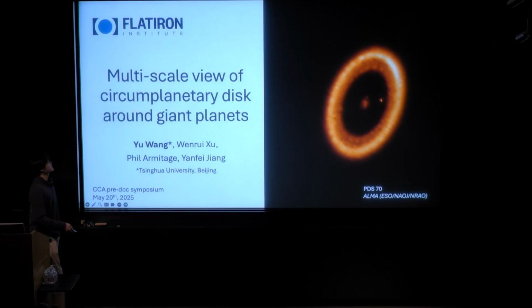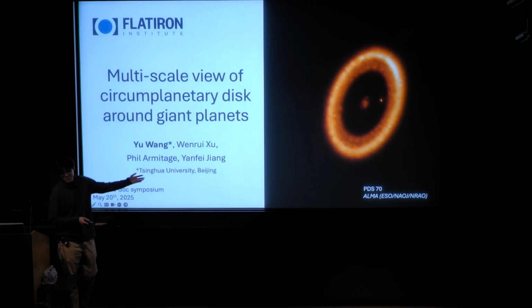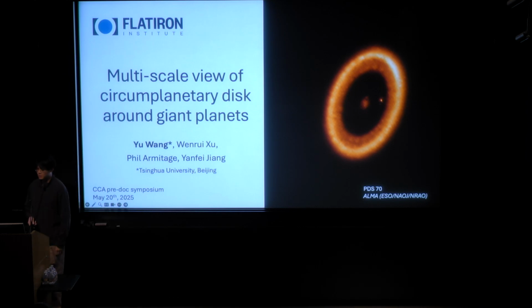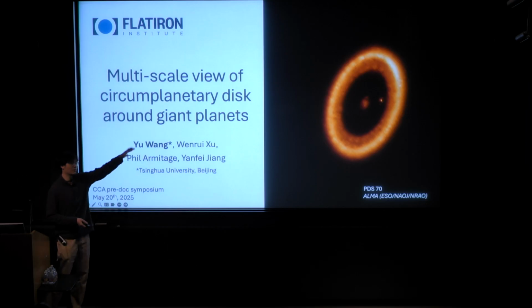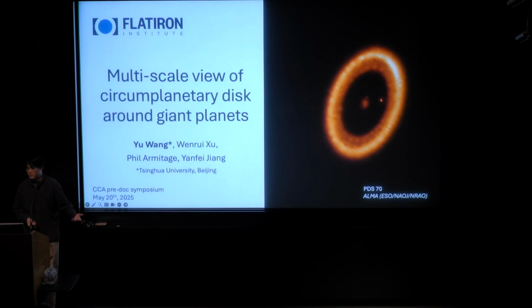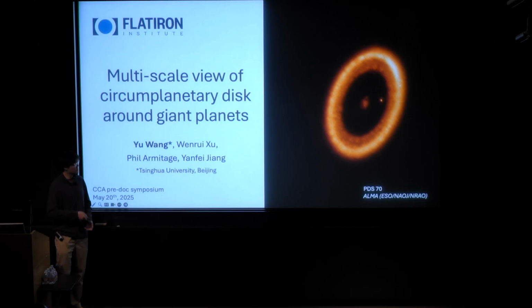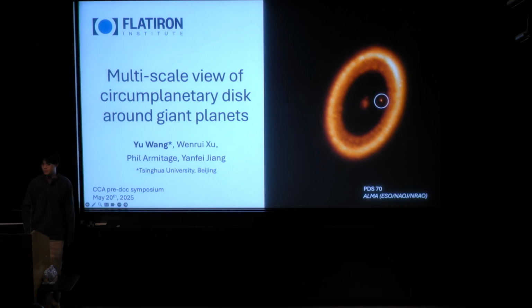Today I want to introduce you to a multi-scale view of circumplanetary disks around giant planets from our simulations. What you see on the right is an image of a protoplanetary disk taken by ALMA, the Atacama Large Millimeter/submillimeter Array. The color represents the dust thermal emission in the disk. You can see a small dusty blob popping up in the cavity of the disk, and that is the topic of the day: the circumplanetary disk around a forming giant.